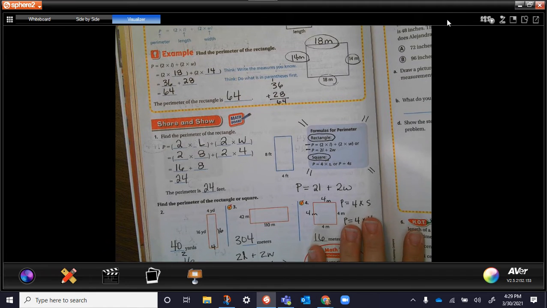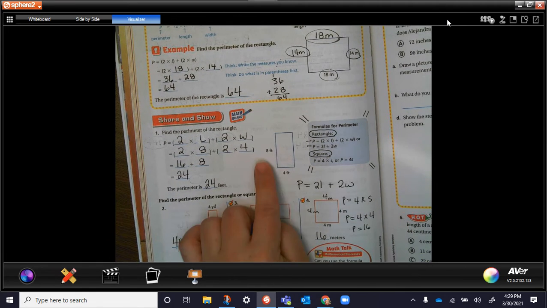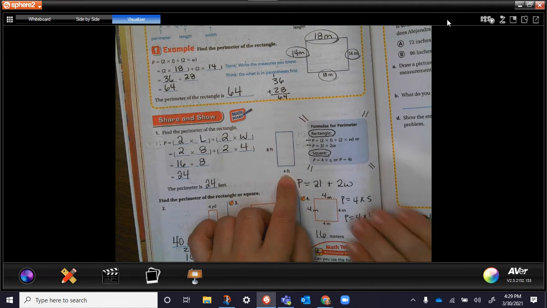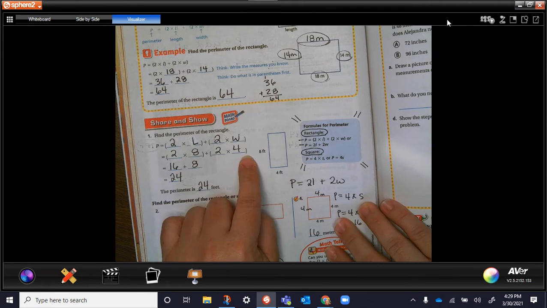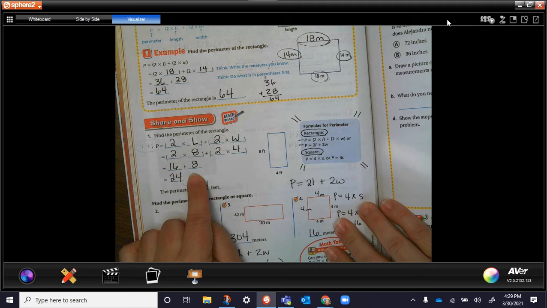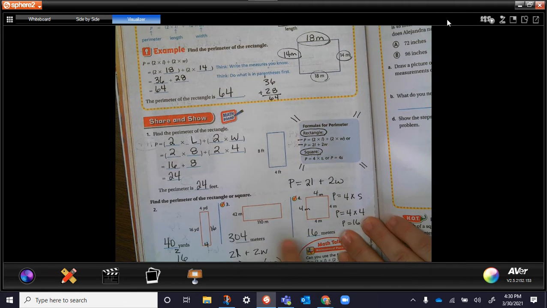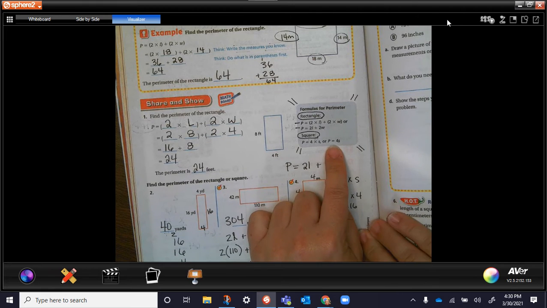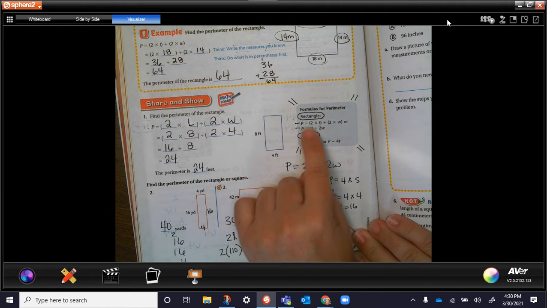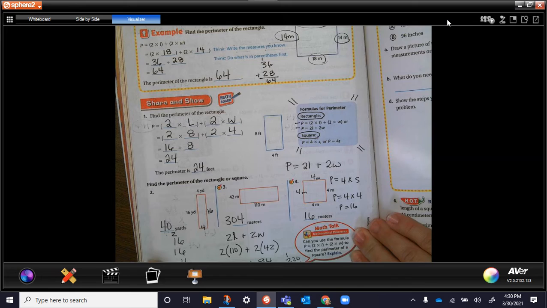All right, here, we took this shape here. We've got 8 and 4. So we wrote down the formula, plugged it in, multiplied it out, and then added to get our perimeter. Here's the formulas on the side here. So since we're using a rectangle, we went to the formula for a rectangle.